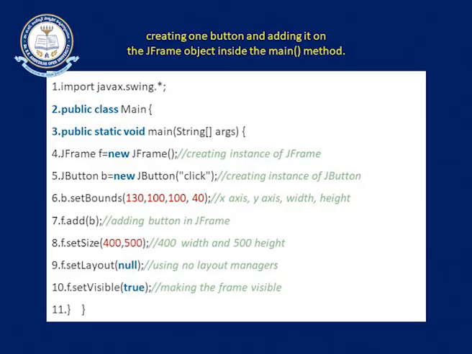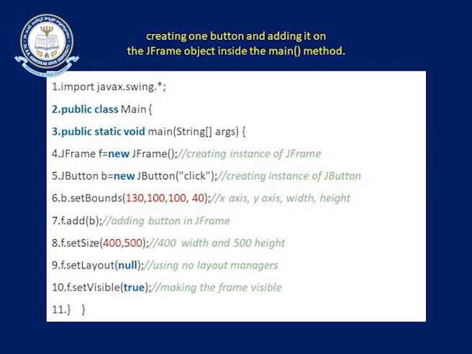After that, I need to set the frame size also. For that, we need to call the predefined method setSize, with width and height. Width is 400 and height is 500, right. Then set the layout. In this example, I am not using any particular layout, that is why I am using null, using no layout manager, okay.